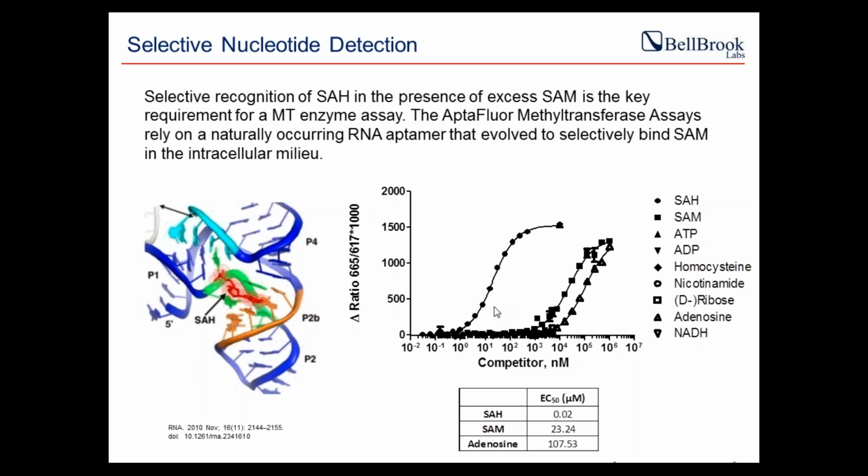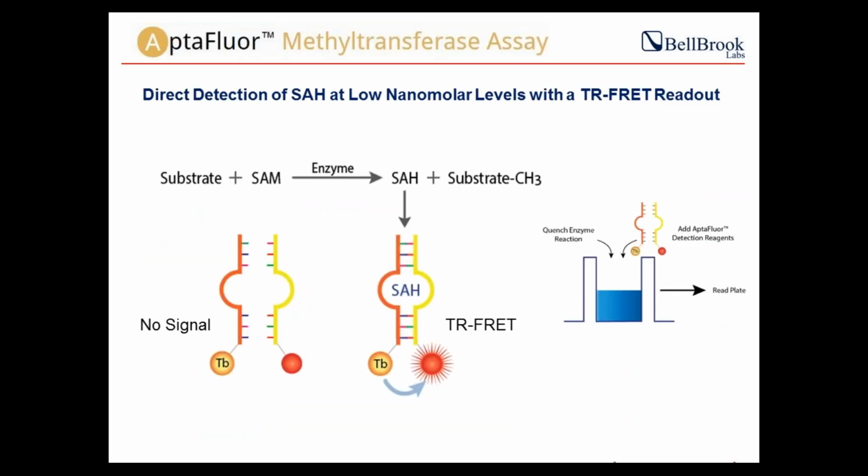So these properties made it a perfect affinity reagent for a methyltransferase assay, because specific detection of SAH in the presence of excess SAM is what is required to measure at initial velocity conditions. And so the next challenge for us was to figure out how we are going to transduce this into a robust assay. Initially we started with the intact ribose switch, and it posed several challenges to us. We were not able to reach the sensitivity that we had targeted. So we got around this problem by splitting the aptamer into two halves.